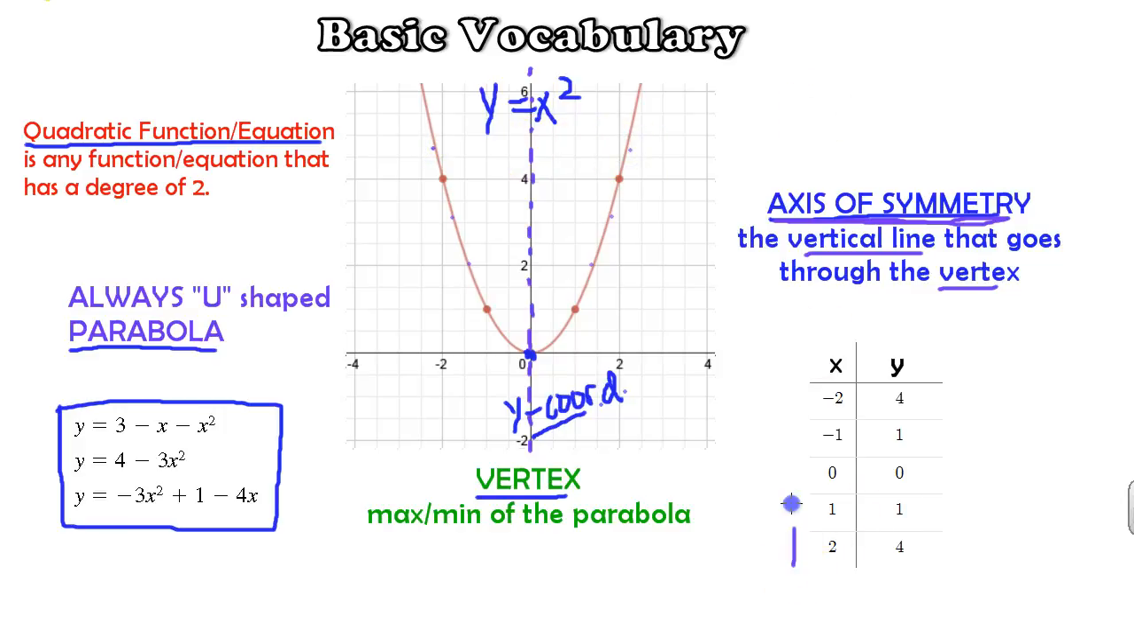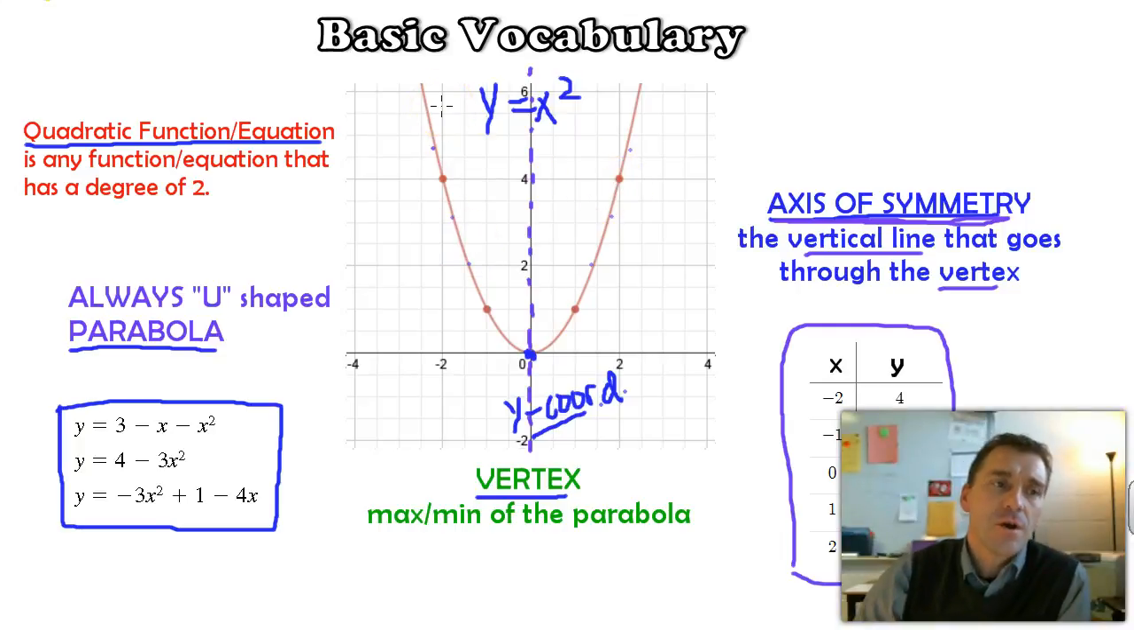By the way, this thing down here to the right, if you're wondering, it's just the XY table that came about from me plugging in x's to this particular y equals x squared equation. Just how the ordered pairs came about and where you're seeing these dots over here come from. So there's your basic vocabulary.